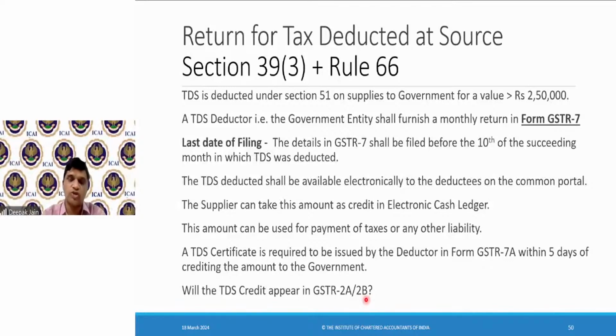Okay. So many compliance on the government entity. Will they be able to do it? Yes, they're doing it. So they will have to give me GSTR 7A within 5 days of crediting this amount to the government. Now my question is, if you have understood this, fine, otherwise ask your queries. But I have a question to you, that whatever TDS is deducted by this government entity under section 51, will it appear in my GSTR 2A and 2B?